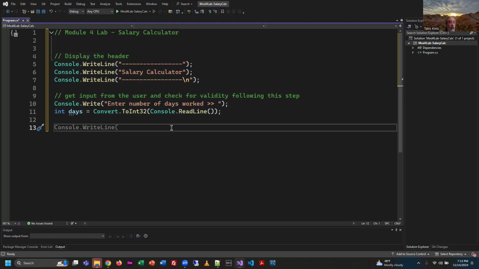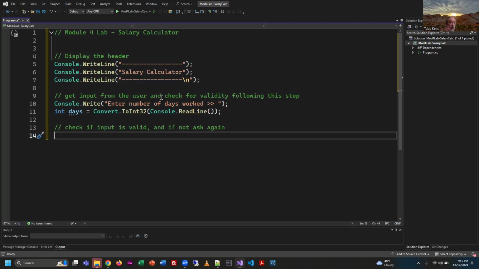All right. Now we're going to run the loop. Check if input is valid. And if not, ask again. Right. Basically, badger them until they get it right. All right. The while loop is what we're going to use here. So I'm going to start with while. Now I got to think of the logic. What is the logic here? We're looking for stuff that's wrong, right? If probably the days is less than one.